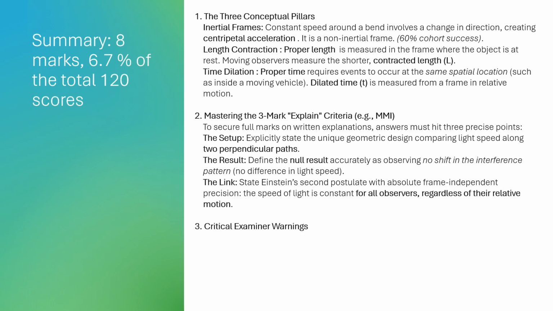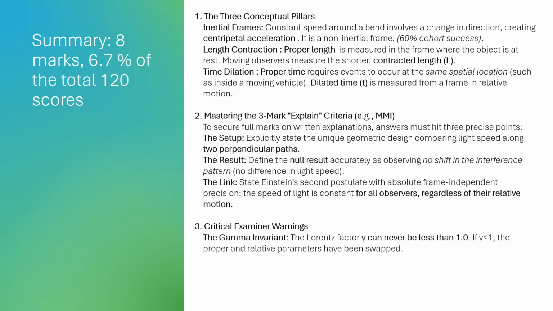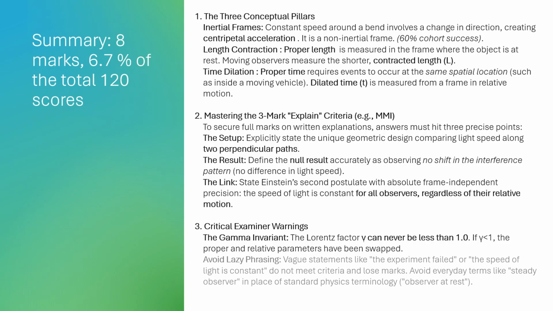Three, critical examiner warnings. The gamma invariant: the Lorentz factor gamma can never be less than 1.0. If gamma is less than 1, the proper and relative parameters have been swapped. Avoid lazy phrasing. Vague statements like, the experiment failed, or, the speed of light is constant, do not meet criteria and lose marks. Avoid everyday terms like steady observer, in place of standard physics terminology, observer at rest.